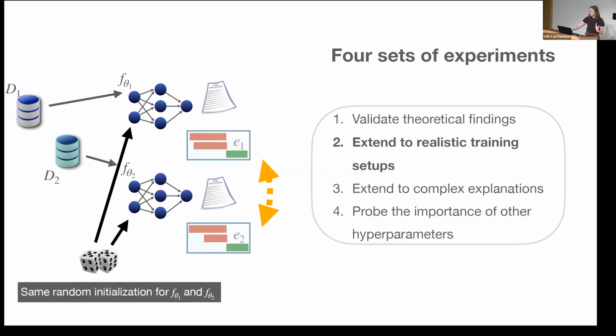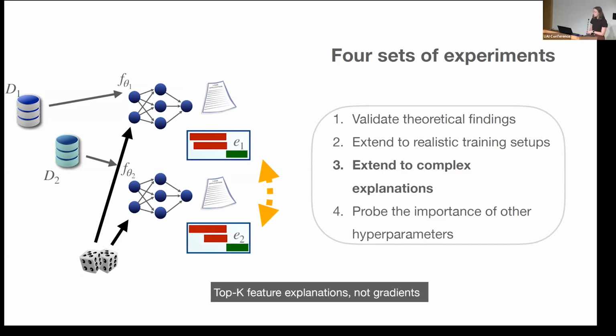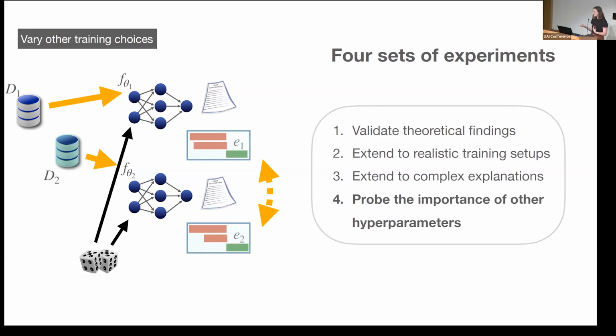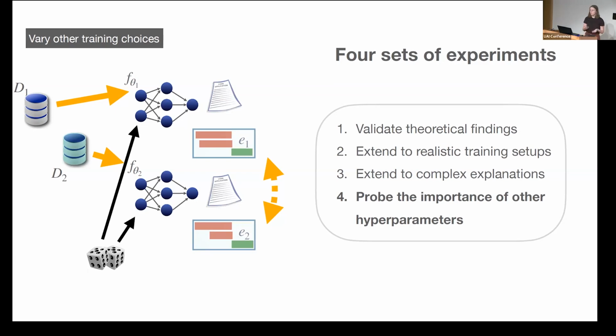The second set of experiments, we extend to realistic training setups, only training for a realistic number of epochs and trying not to overfit, like you would do in practice. We also extend to complex explanations. Rather than just looking at gradients, we look at feature-based explanations that you would actually present to an end user. And then in our final set of experiments, we look at how other hyperparameters influence this. We were able to identify some factors theoretically, but what other factors can we identify experimentally?